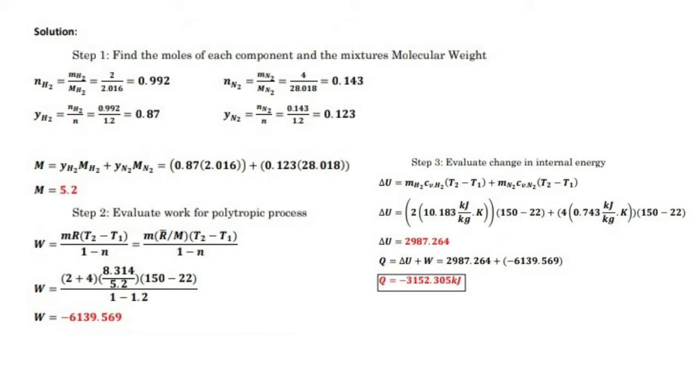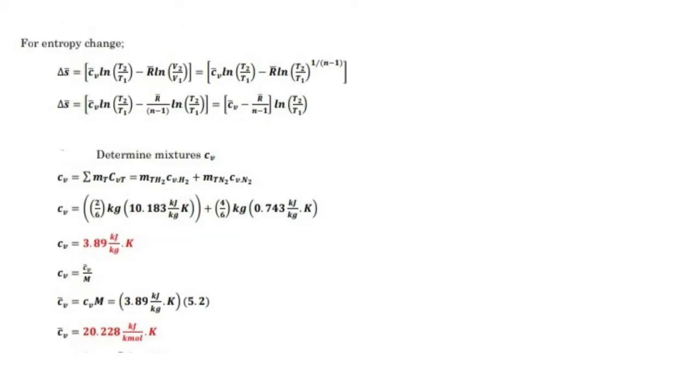And so the heat transfer is equal to the change in internal energy plus the work done during the polytropic process. Therefore, the heat transfer during the process is negative 3,152.305 kilojoules. And for part B, we are looking for the entropy change. So let us first determine the specific heat of the mixture.